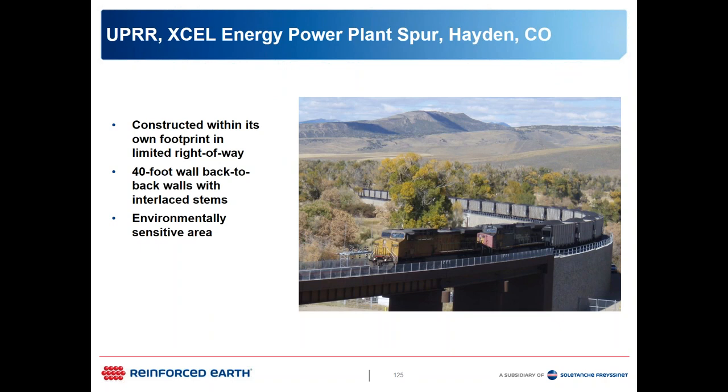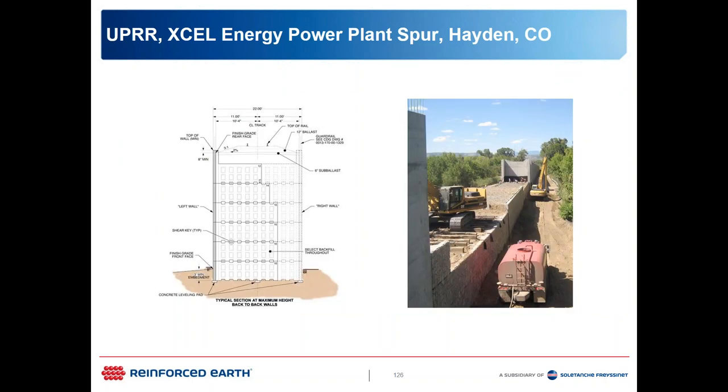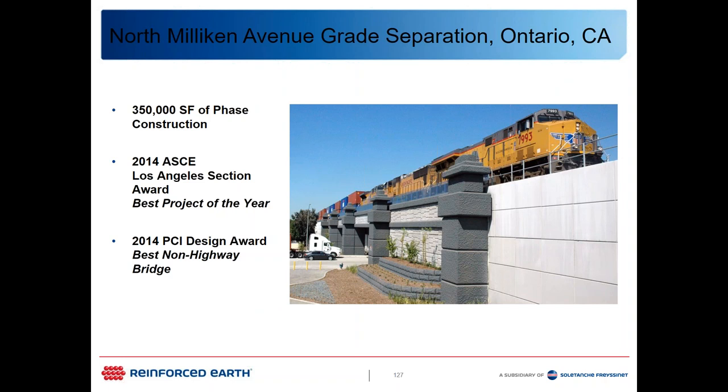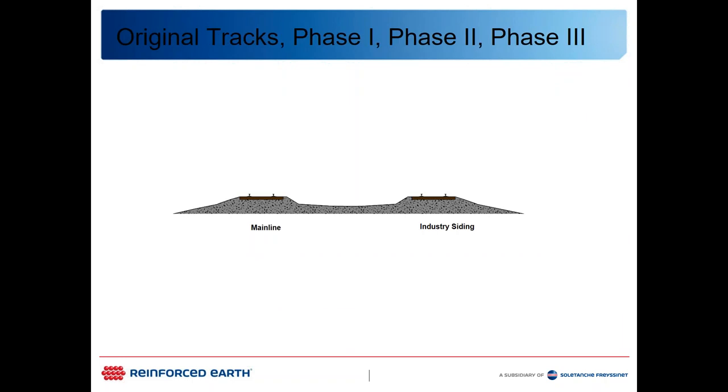A 40 foot high T-wall system was built back to back for carrying E80 Cooper loading. This shows the construction; as you could see, 40 foot high, 22 foot wide. As you could see, they just basically overlap the stem from either side. Project in Ontario, California, 350,000 square feet of T-wall structures.